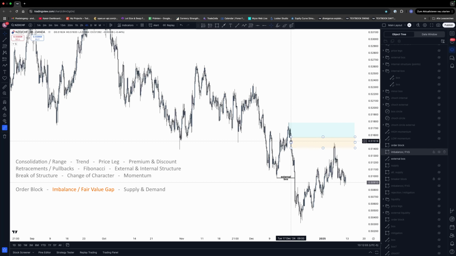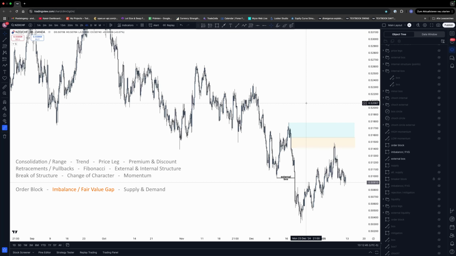It has to stick out like here. This is so obvious, right? This is a proper imbalance. And this is also a proper break of structure because it extends the external range. Look, this is a break of structure here too, it's just internal. But this external break makes the order block even more valid.